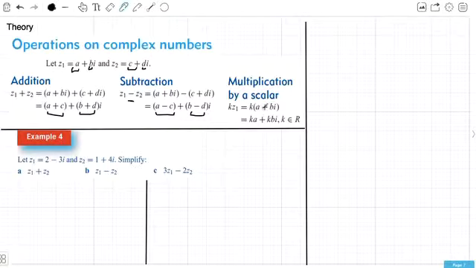For a scalar, the key thing here is it's like expanding over a bracket. That's really all it is. So the scalar, whatever the number is out the front, will multiply both the real and imaginary parts of your number. This is only when k is a real number.